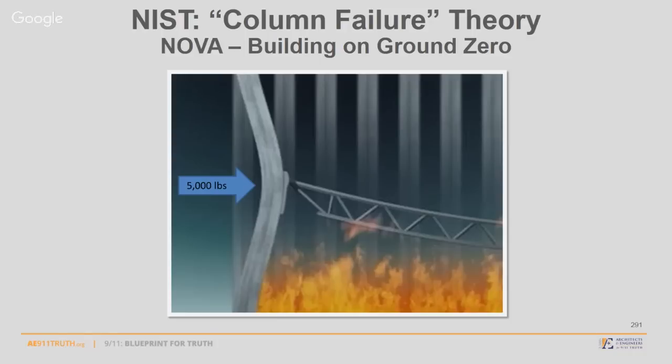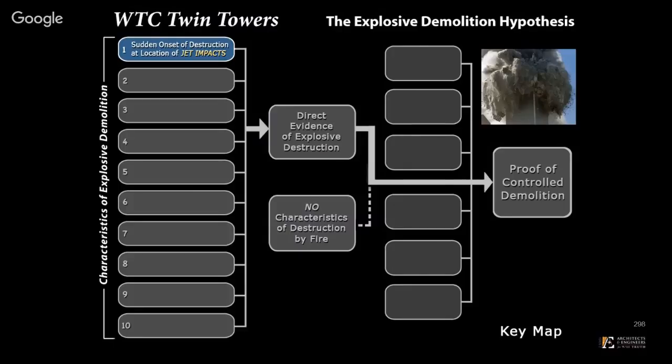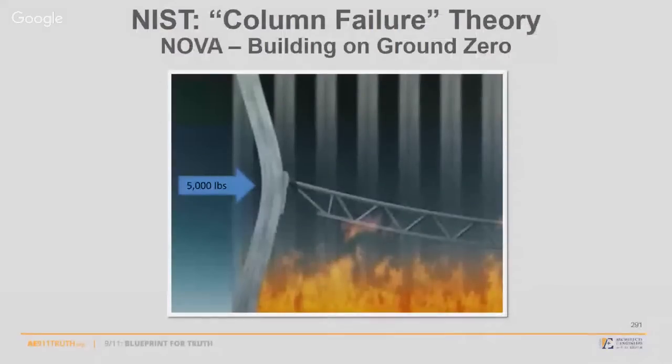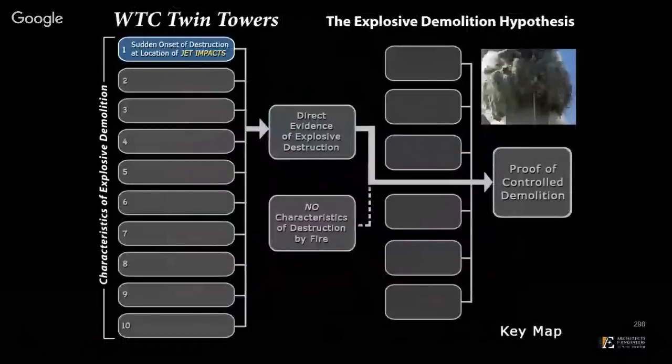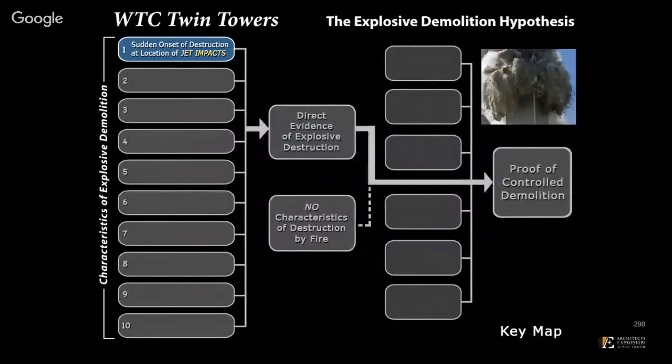Now, this is based on the assumption that they said, well, we saw the inward bowing of these columns, so let's just create that. Well, the question is, what caused the inward bowing of those columns? We'll be looking at that a little bit later as we begin to systematically take on these features of controlled demolition.